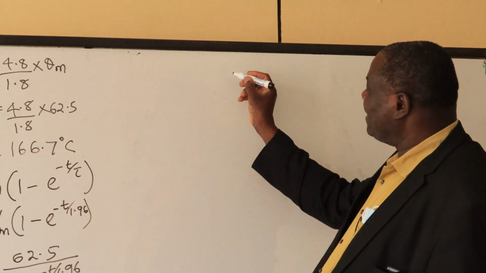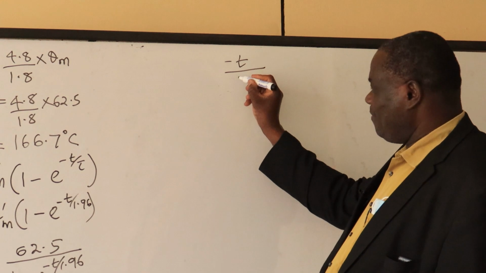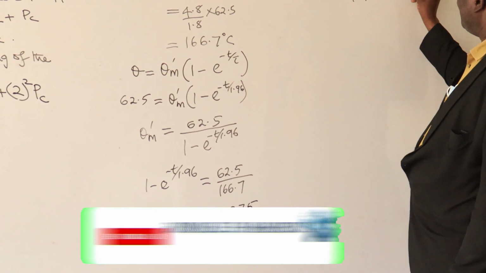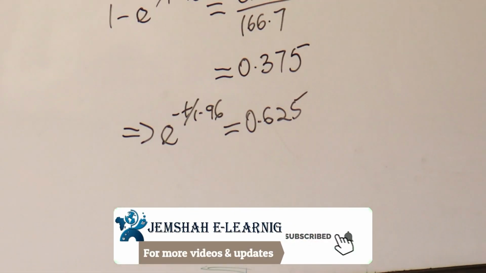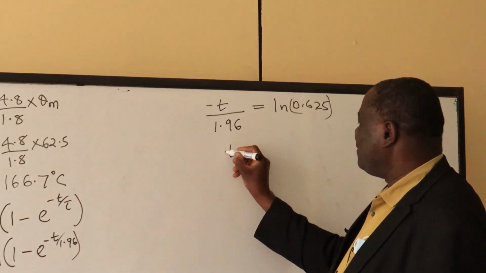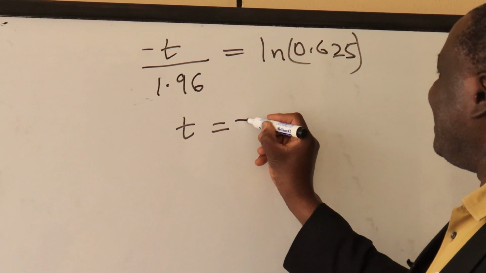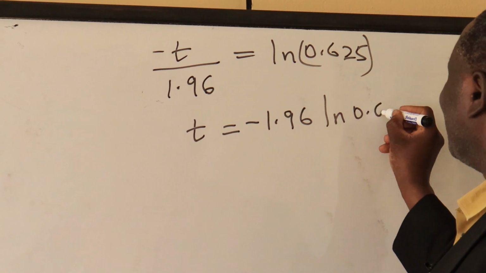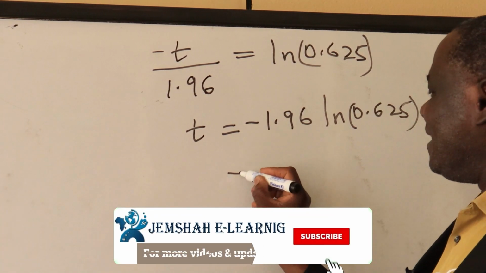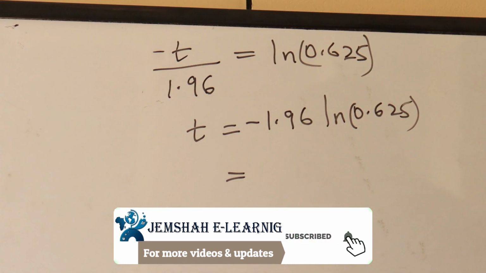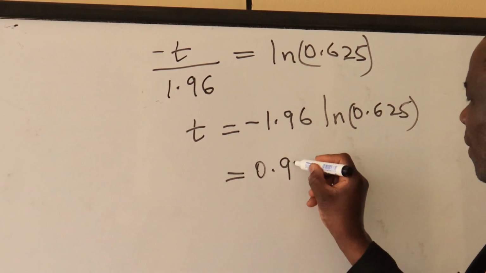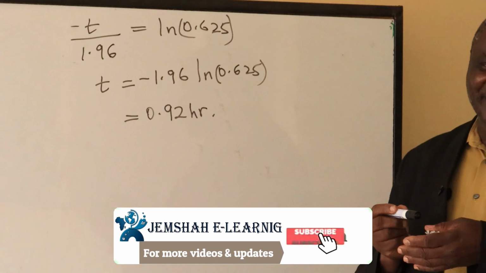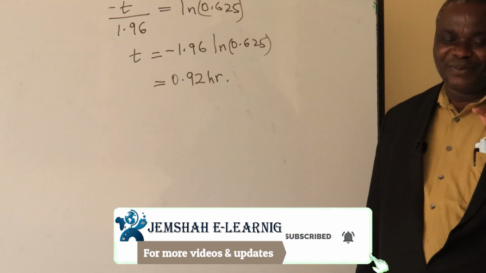So this gives us what? Minus t all over 1.96 is equal to ln of 0.625. T alone will be equal to minus 1.96 multiplying ln of 0.625. What is the answer for t? 0.92 hour, which if you like, you can change into minutes. If you don't like, you can leave it that way. And that is now the end of that question.